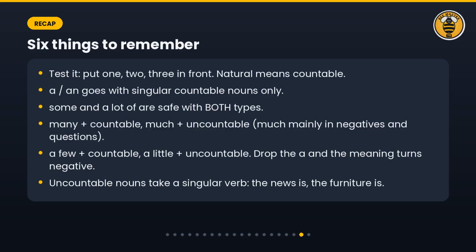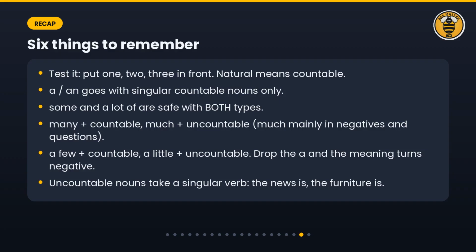Let us pull it all together. 1. Test it: "1, 2, 3." If that sounds natural, the noun is countable. 2. "A" and "an" go with singular countable nouns only. 3. Some and a lot of are safe with both types, so use them when you are not sure.